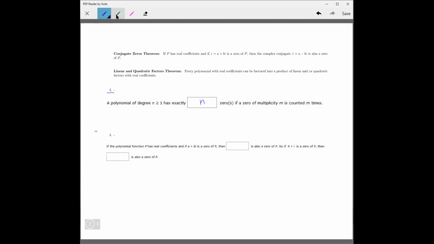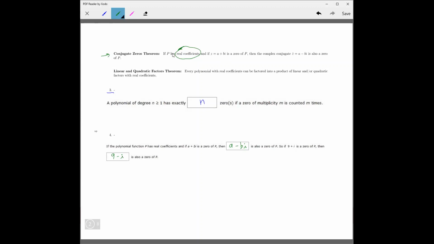Okay, and then number 4: if the polynomial function p has real coefficients, and if a plus bi is a zero of p, then a minus bi is a zero of p. So if 9 plus i is a zero, then 9 minus i is too. This is from the conjugate zeros theorem, and you need p to have real coefficients. Okay, and remember, real numbers are complex numbers, but not necessarily the other way around. There are complex numbers that aren't real.